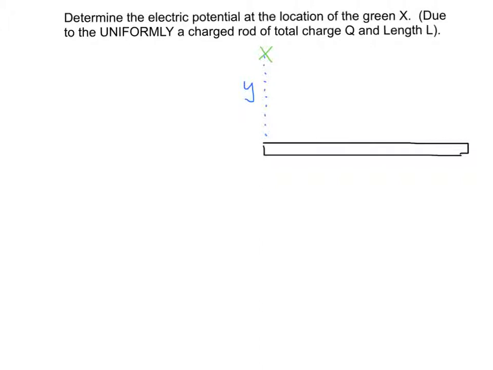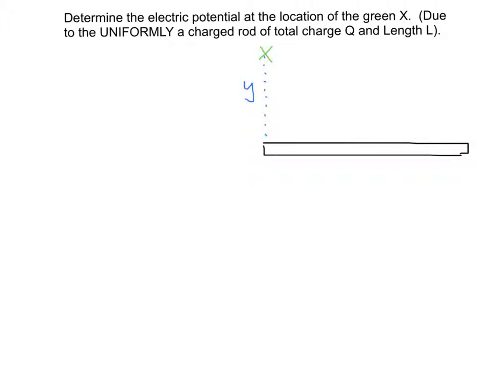So let's say that the distance from the green X to the end of this rod is Y, and let's say this is perpendicular right here. So this line here is perpendicular to the rod. We want to find the electric potential here. Now, this thing is not a point charge, so we can't just blindly use the formula for the electric potential due to a point charge to find the electric potential here.